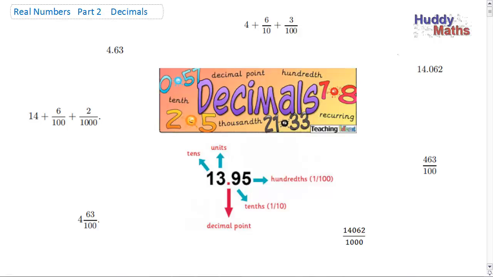Hey, welcome back to Decimals. Remember part one of real numbers was fractions, and now we're going to look at decimals. Hey, how much do you know about decimals here? Maybe this little summary down here might remind you of some things.